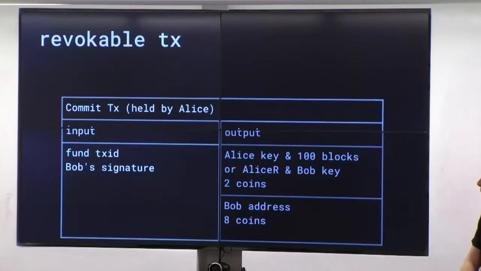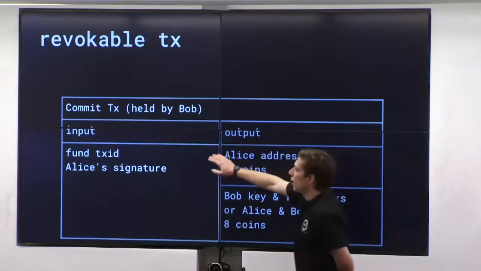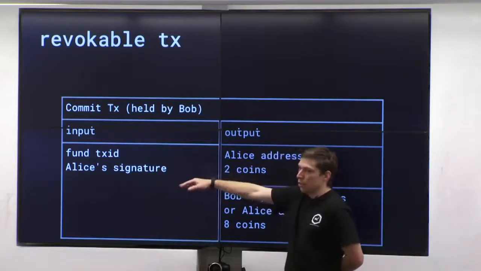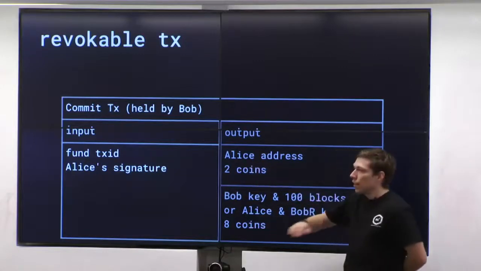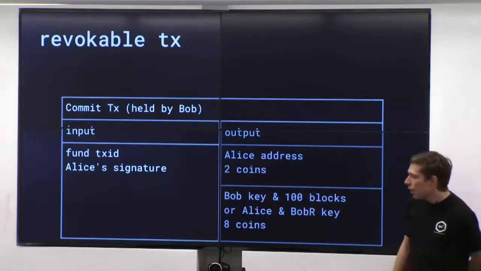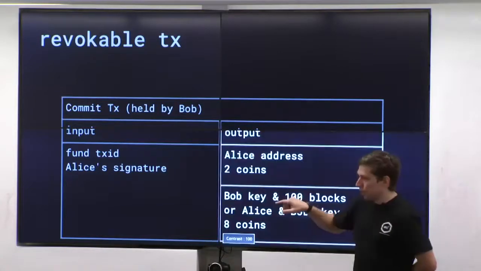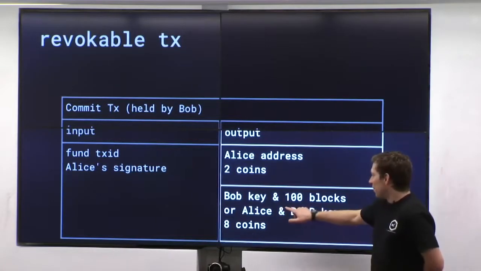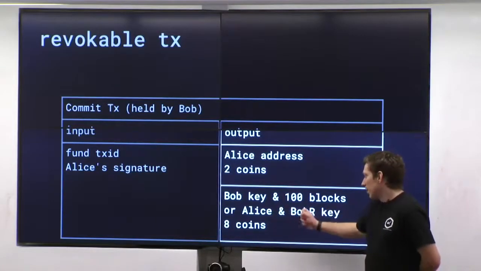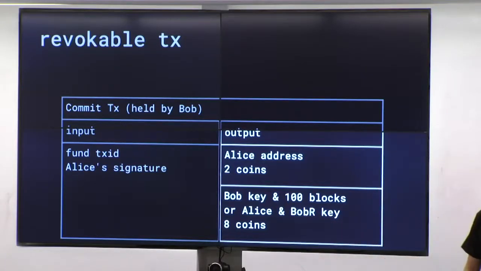And the opposite is for Bob, right? So when Bob has his transaction, it's got Alice's signature. He doesn't store his own because he can just compute it quickly. The 2 coins that go to Alice go to her in the clear. However, the 8 coins that Bob gets for himself, he has to wait 100 blocks. And during the 100 blocks, Alice can sign if she has Bob's revocation key. Okay, so that's the basic idea of these outputs.